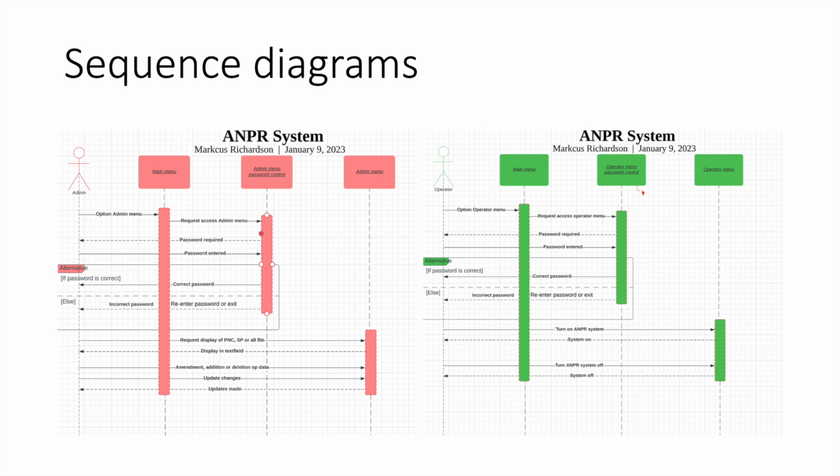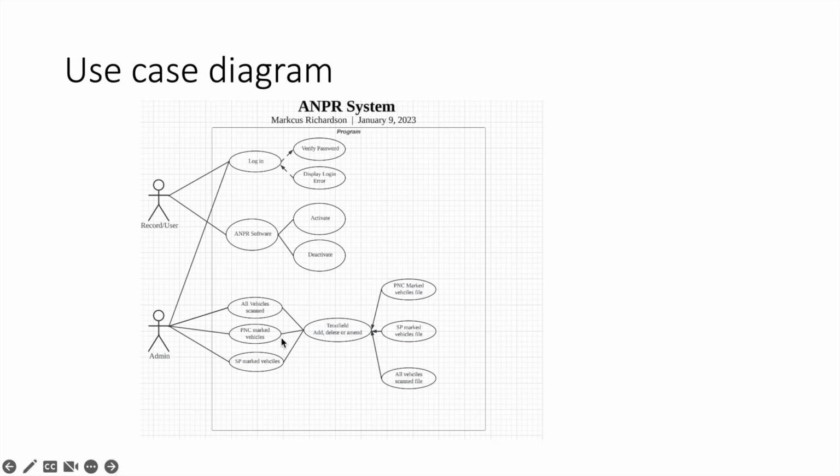The first diagram that I used was a use case diagram, where I explain a very complex project in a very simple way. On the left we can see we've got a record user/operator, and we've got our admin. These are two actors, this is the system right here. Both of the characters are going to log in, verify password, and of course display a login error if they get the password wrong.